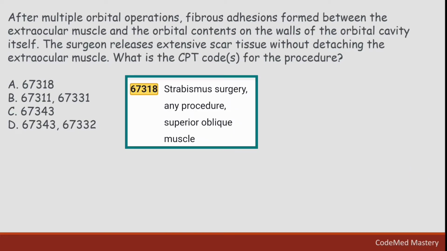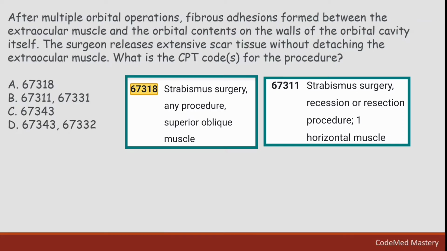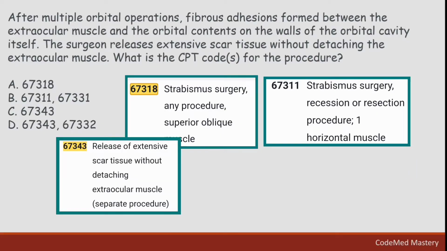67318 is for strabismus surgery, any procedure, superior oblique muscle. And check the code in option B, 67311, that is for strabismus surgery, recession or resection procedure, one horizontal muscle. Check option C, 67343, that is for release of extensive scar tissue without detaching extraocular muscle. And again in option D they have mentioned 67343.